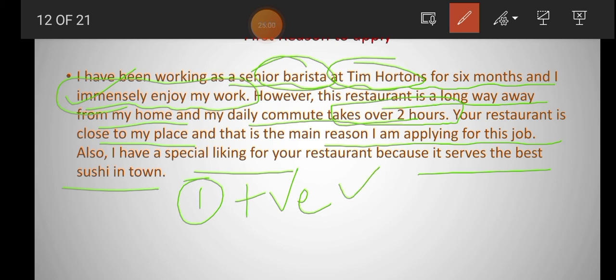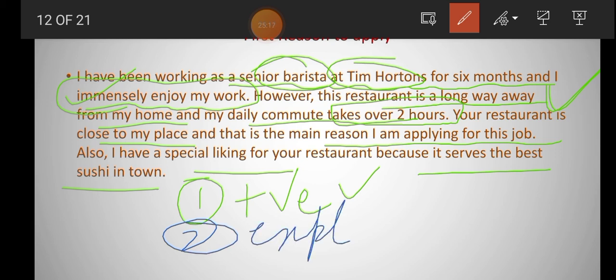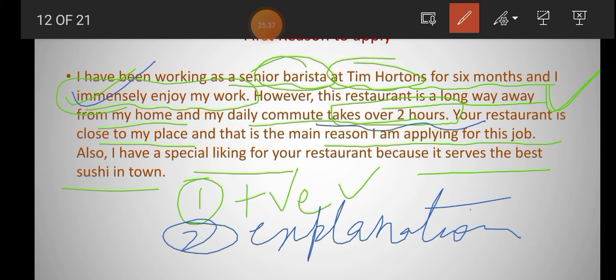If you are not satisfied with your current job, then you also need to write a reason with the full explanation. Explanation is very important. For example, this person is saying, even though I am enjoying this work, the place is very far from my home and it takes a long time, so I am searching for a job which may be near to my locality.